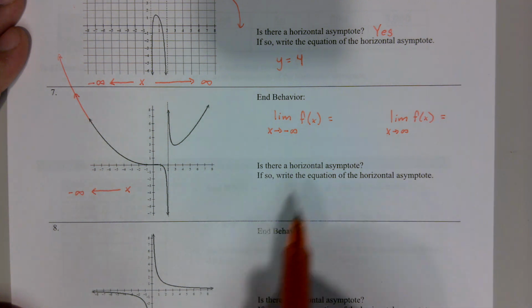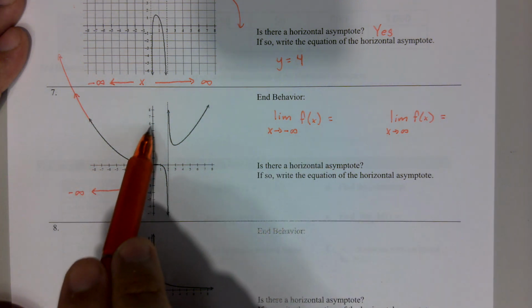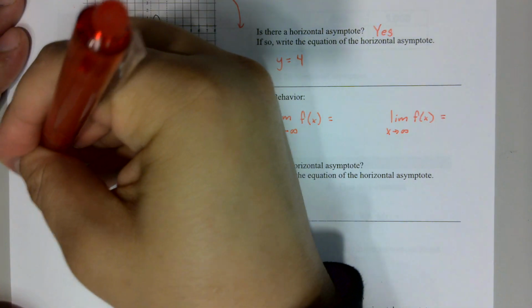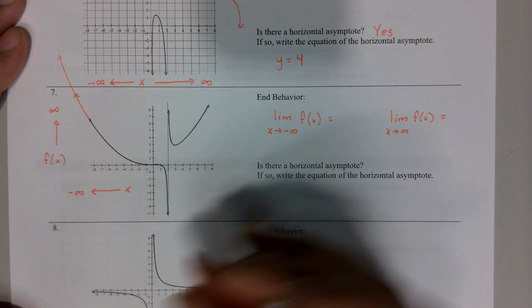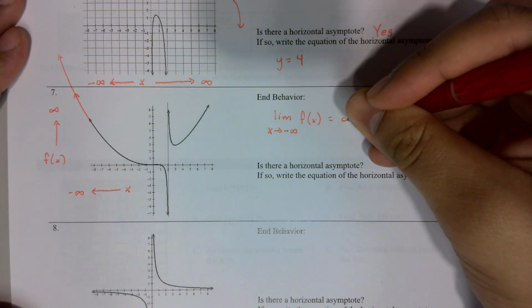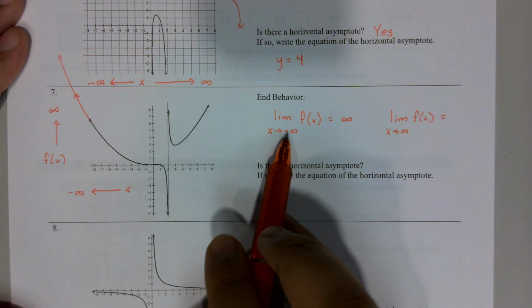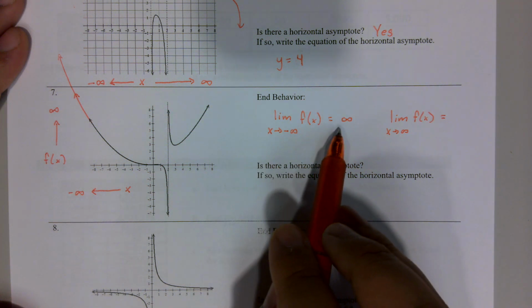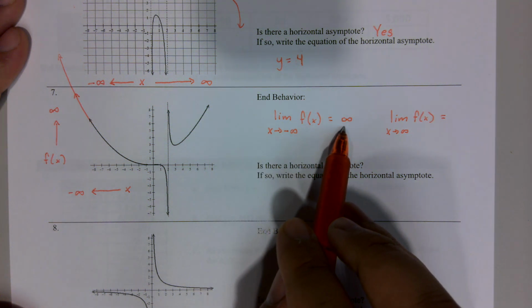So because it's not approaching any value, it just keeps going further up. f of x, the y value, just keeps going towards positive infinity. So we say that the limit of f of x as x goes towards negative infinity is positive infinity.